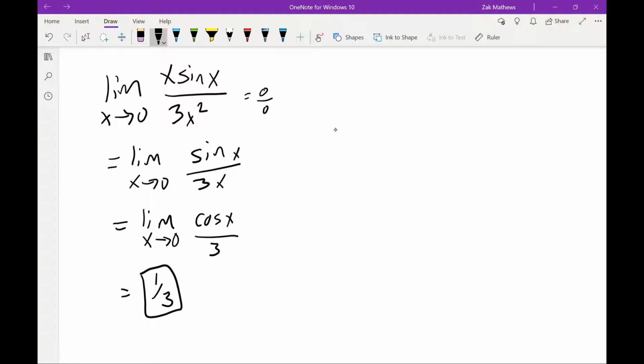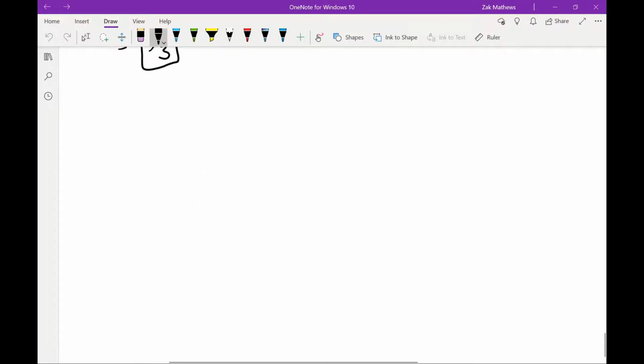This one wasn't a real hard one to see that sine x over x formation. We are going to get the 1/3, so I don't know that we really saved any time here by using L'Hopital's, but we can see that we can do it either way.